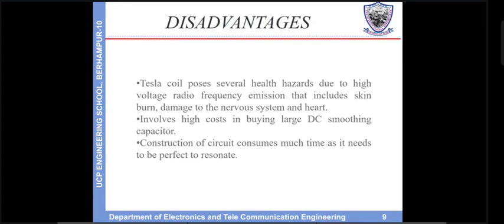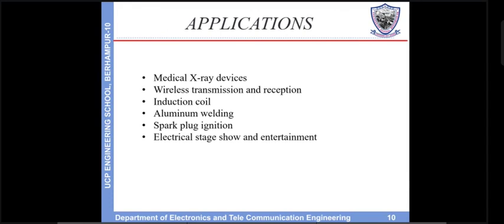And the disadvantages are that the Tesla coil possesses several health hazards due to high voltage radio frequency emissions, which include skin burns and damage to the nervous system and heart. It involves high cost in buying a large DC smoothing capacitor. Construction of the circuit consumes much time as it needs to be a perfectly resonant circuit.